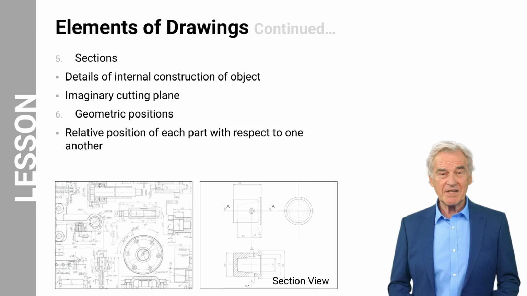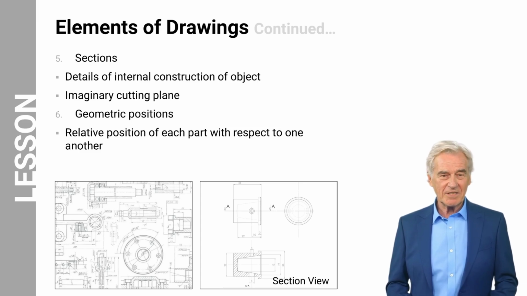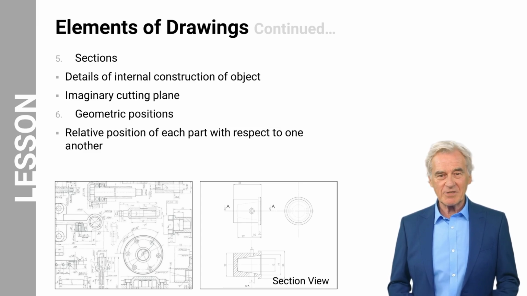Sections are the special views of an object that help us to understand the details of the internal construction of an object. Normally, the sectional view is obtained by cutting the part using an imaginary cutting plane. Lastly, geometric positions provide a relative position of each part with respect to one another.